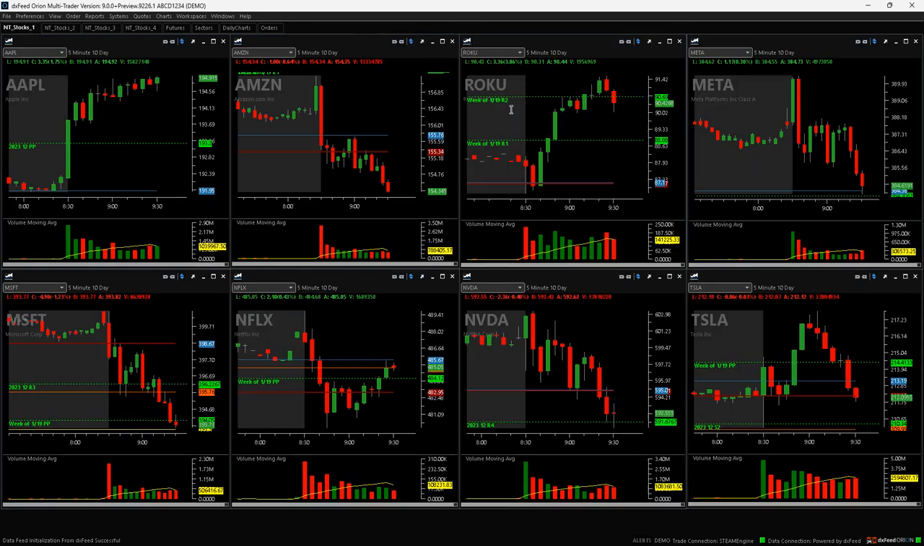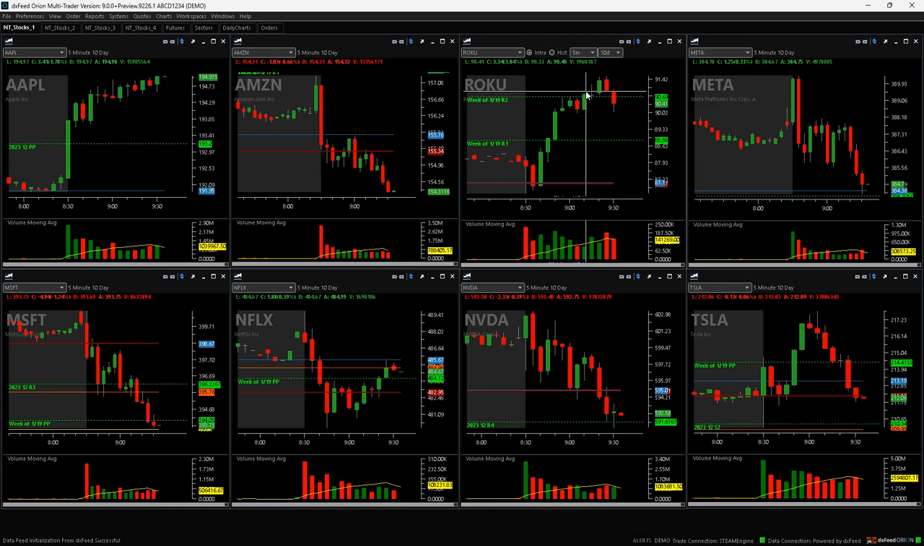Roku did not follow the rules. So mighty 90 here, okay, got short. It pushed up, added to it at the pivot, got out of half when it pulled back. And then when it pushed through the pivot, I just bailed on it. You can kind of see that it would have given me two red bars.